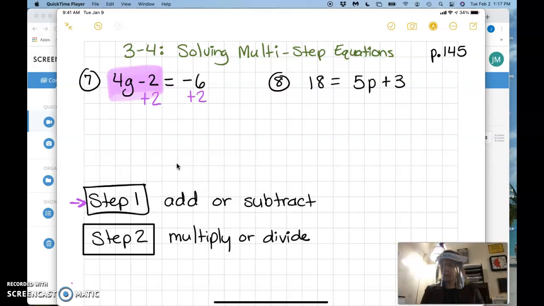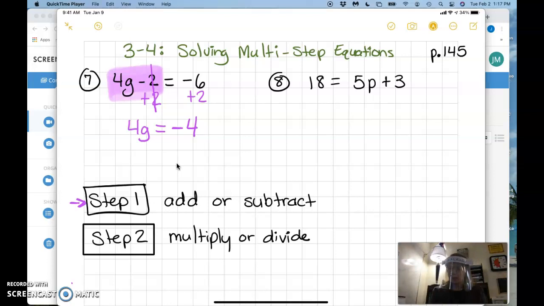Now my 2's on this side cancel out, but what is left on that side still? 4g. I knew what you meant. Then bring down your equal sign. And what is negative 6 plus 2? Negative 4. Yes, negative 4. So negative 6 plus 2 is negative 4.